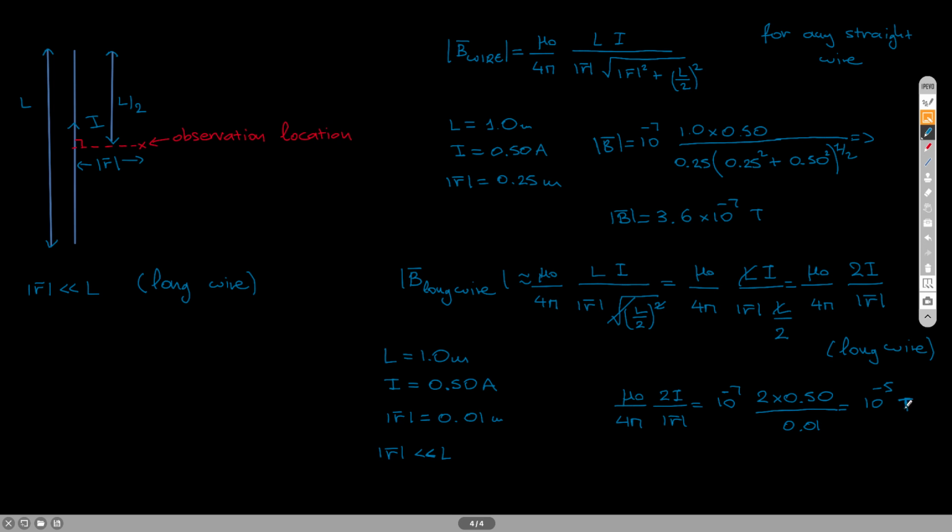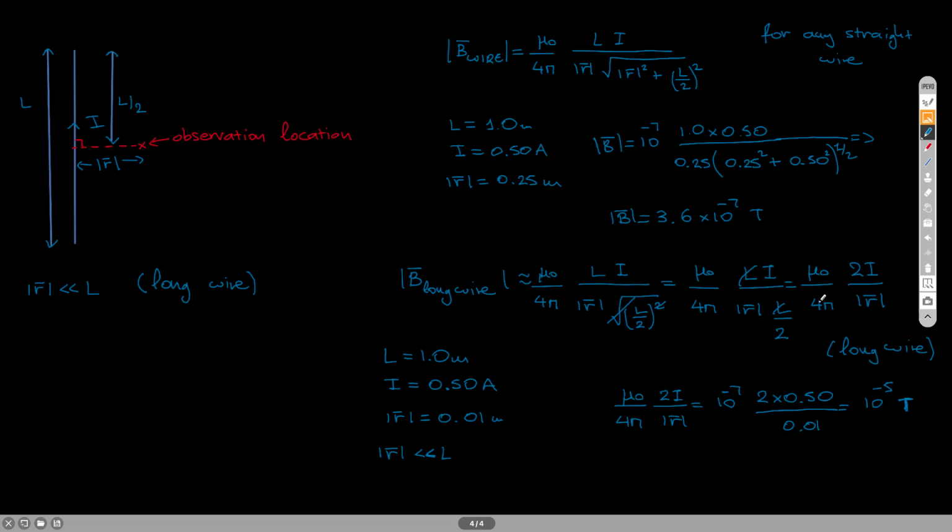It is interesting. As I said, in this case, you have a choice. You can use the expression for the long wire, or you can use the more complicated expression that is valid for any straight wire, for any length. Using the approximate one, I got 10 to the minus 5 Tesla. If you're curious, feel free to plug these numbers into the general expression and see what you get. The number that you get should be fairly close to the 10 to the minus 5 Tesla, which shows why this is a good approximation if you have a long wire.